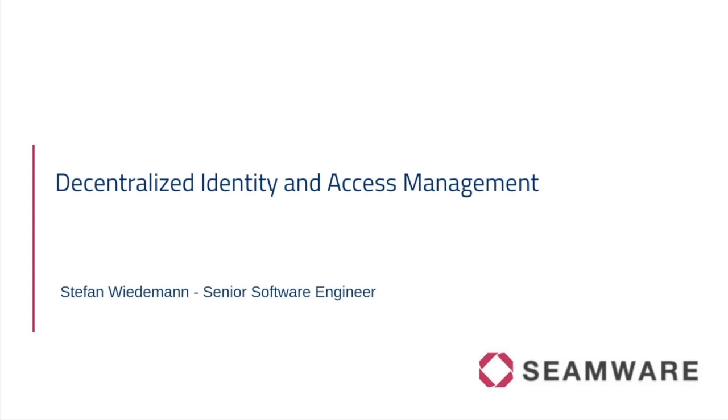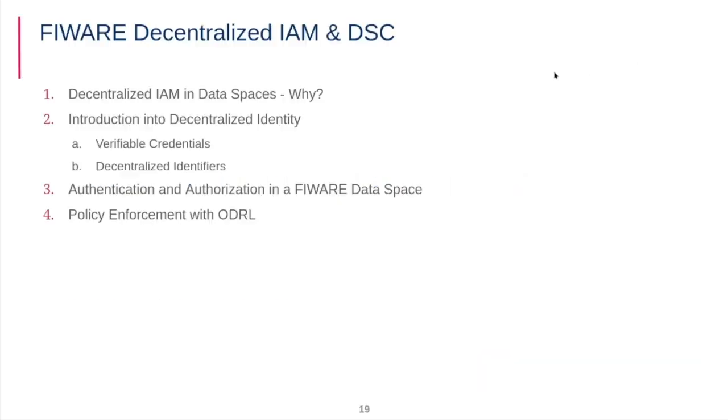Okay, then I will continue with the part about decentralized identity and access management. This will go into the details of how decentralized identity and access management works, and then also how we are applying it inside a FIWARE data space. Because in order to really understand how the data space works in FIWARE and also to get a better idea about things like, for example, how should I become a trusted issuer and what does that mean? We need a better understanding of decentralized IAM.